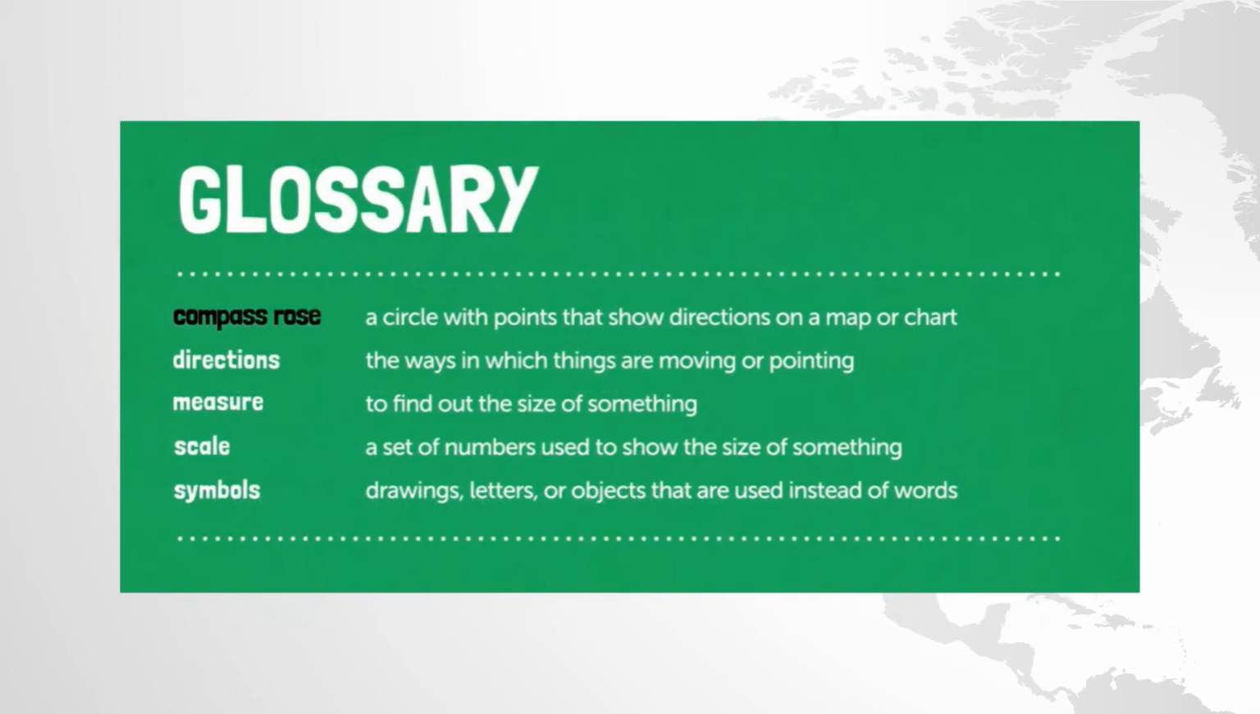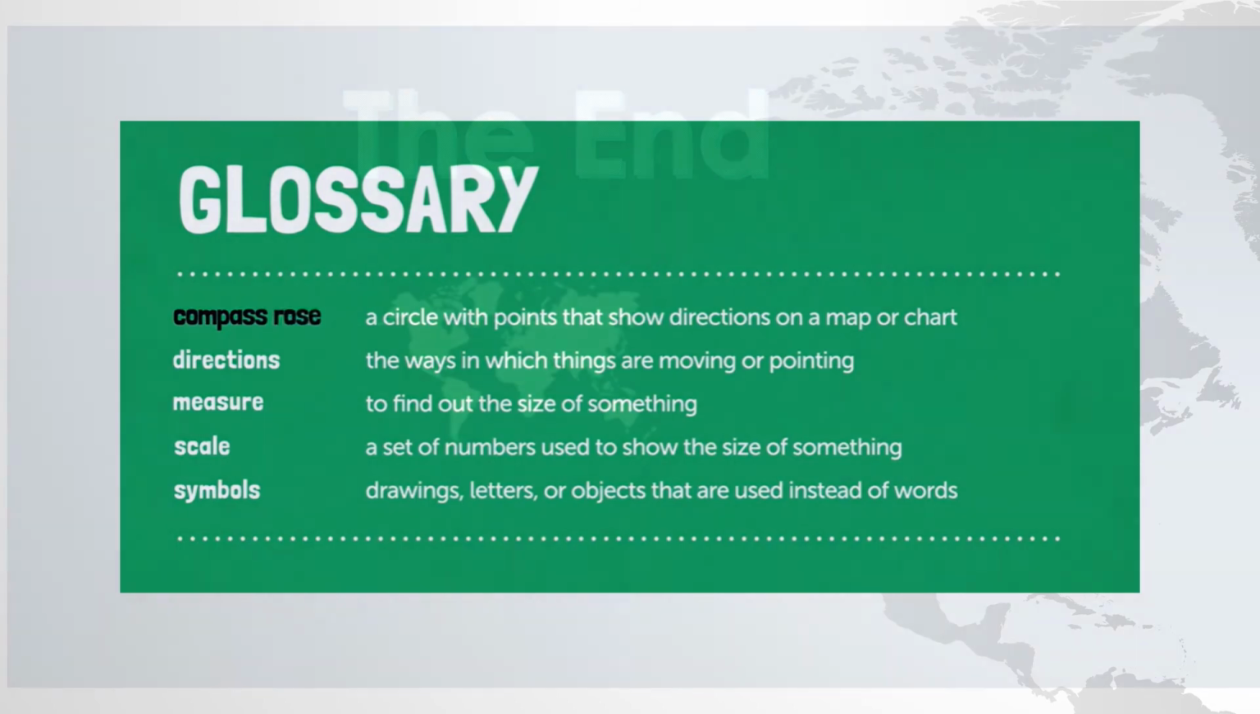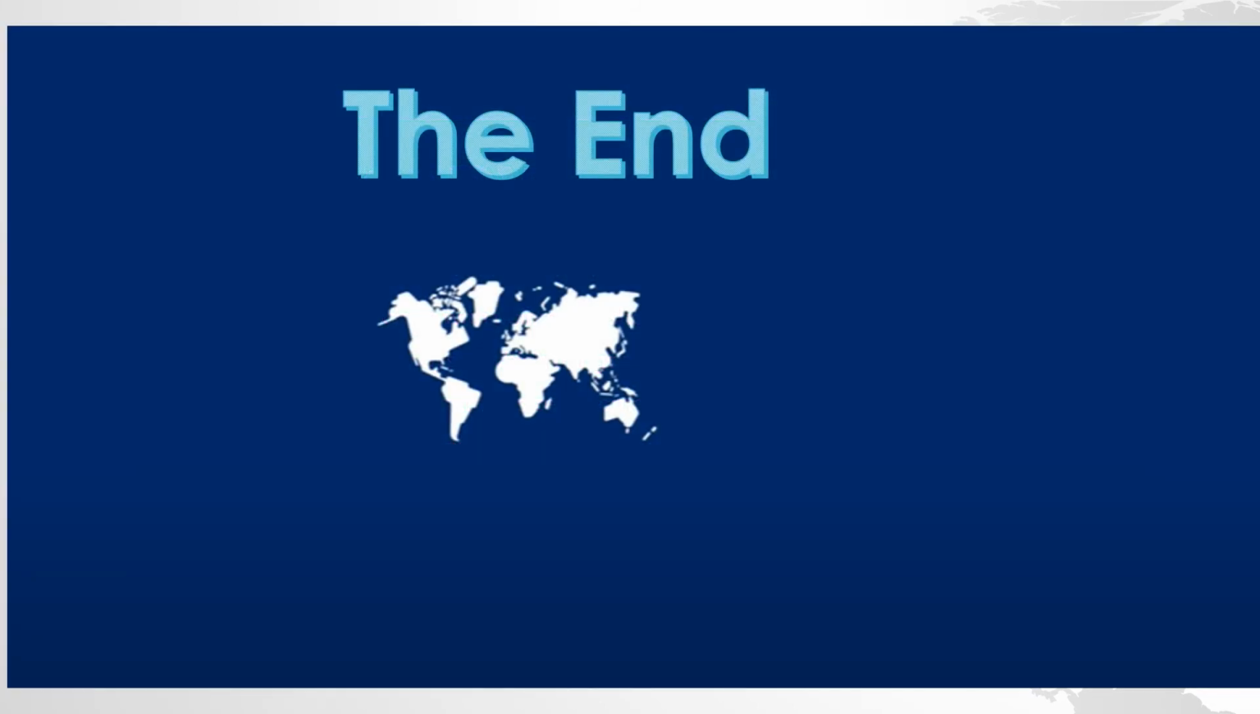Glossary. Compass rose. A circle with points that show directions on a map or chart. Directions. The ways in which things are moving or pointing. Measure. To find out the size of something. Scale. A set of numbers used to show the size of something. Symbols. Drawings, letters, or objects that are used instead of words. The end.